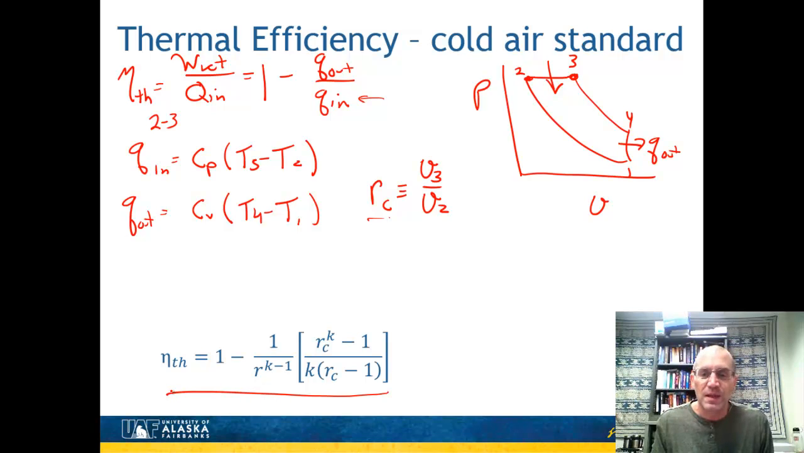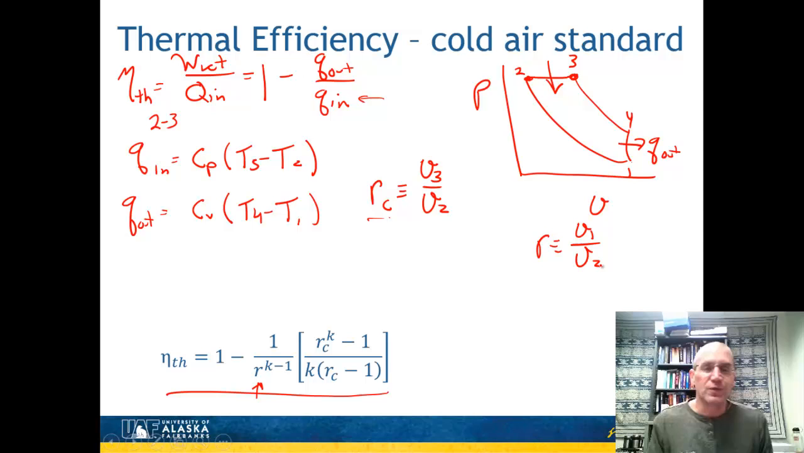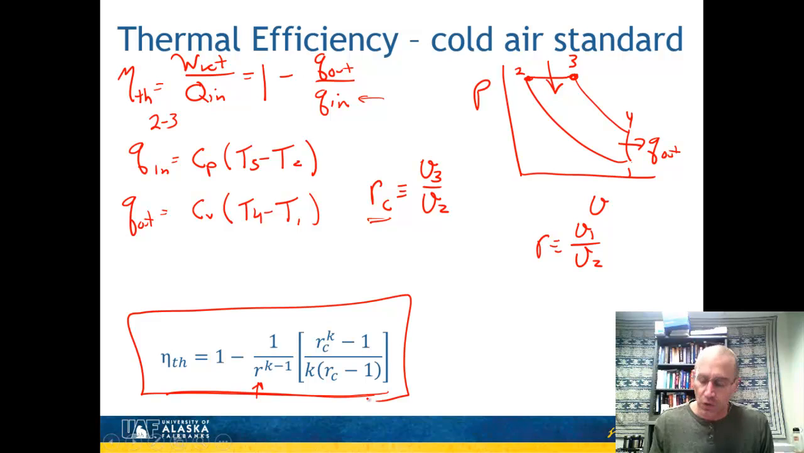It's a little bit more messy than what we had with the Otto cycle because we've got this cutoff ratio term in addition to R. So R is still the compression ratio. So R is still defined as the volume of 1 over the volume of 2. So there's two terms that you need for the diesel cycle. You know the cutoff ratio and the total compression ratio. And so here's the equation for the thermal efficiency using the cold air standard.